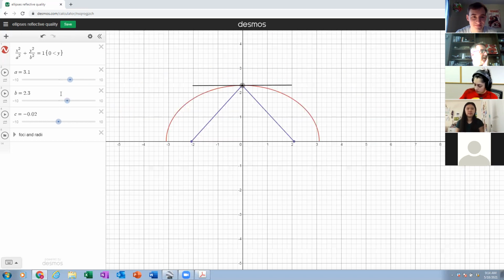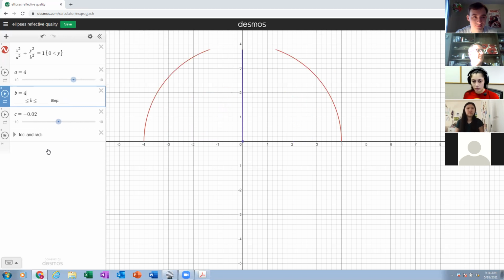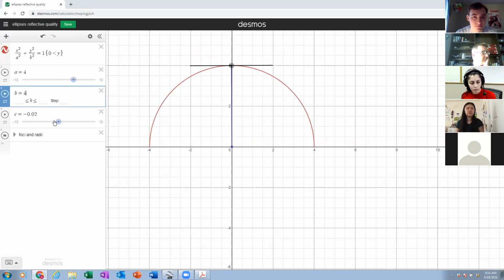So what happens if I make them equal? What if I go 4 and 4? That's why I said the circle is a special case. What happened to the focus? How come there's only one focus now? They're both on the same point. Nice job. They're both at exactly the same point.